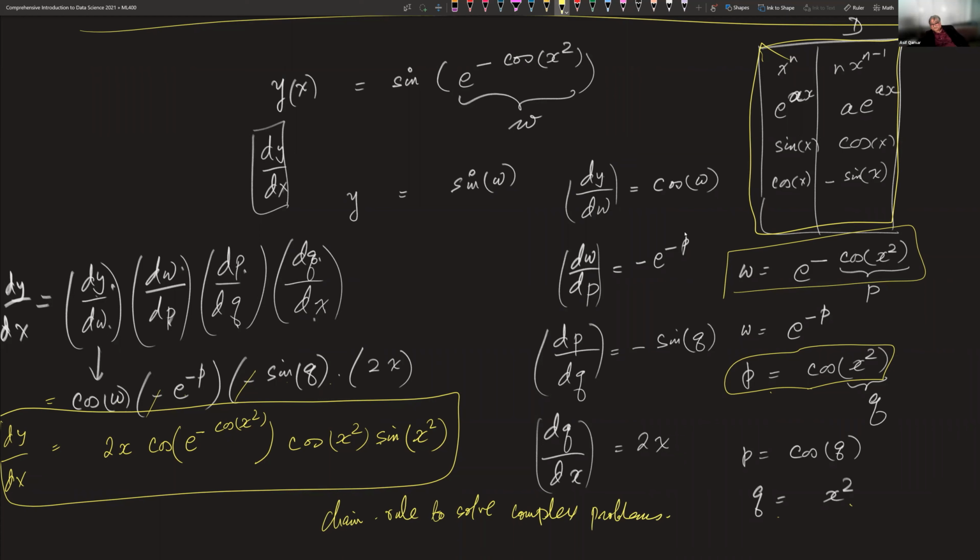Now, at each stage, I think it's e power minus cos x square. I missed e to the power somewhere, right? Where is it? Cosine W is this, e to the power minus, right, e to the minus. So this is even more complex. You're right. E to the minus p, e to the minus cosine x square.